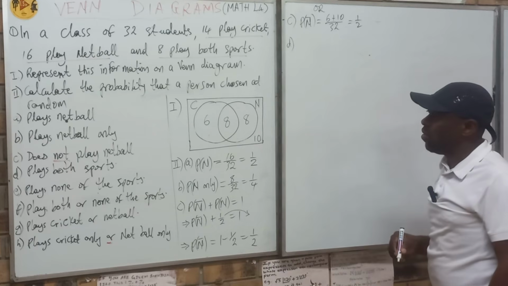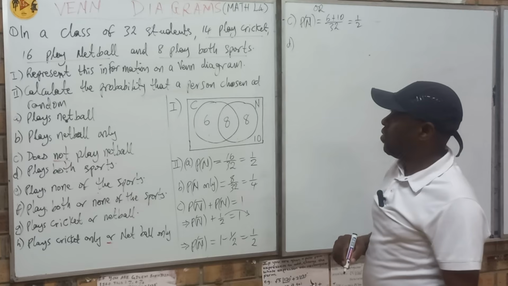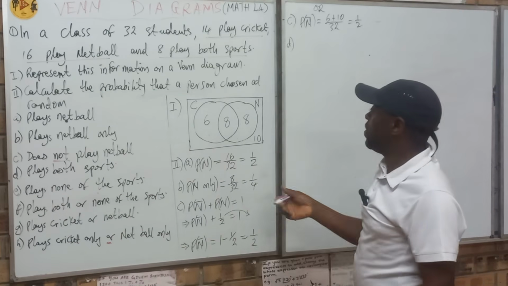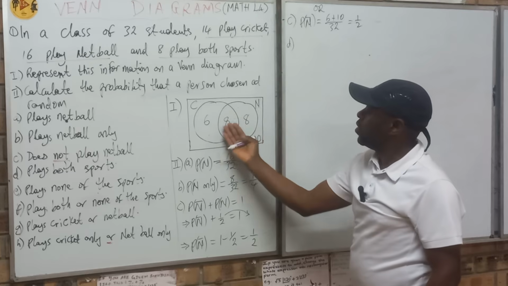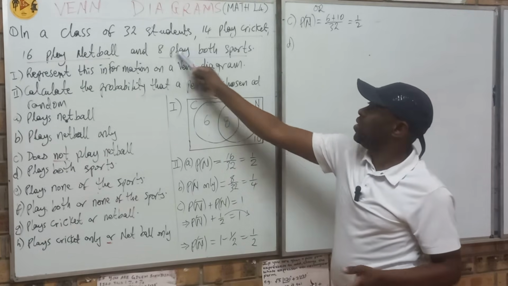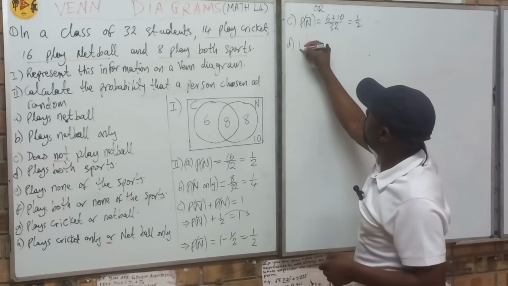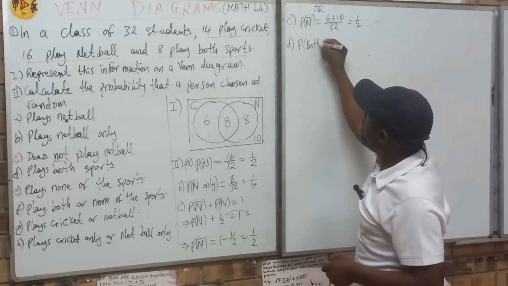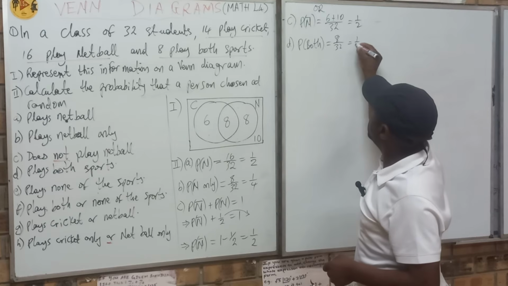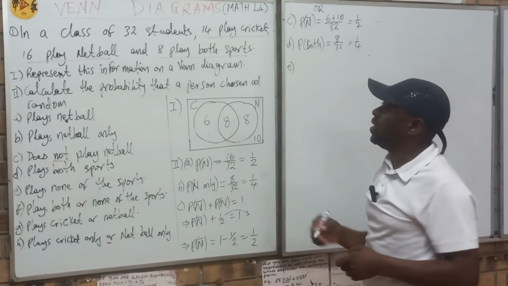So let's go now to D, those who play both sports. I guess that one is simple because we already know the portion representing both sports to be the portion in the center. We'll just read from there. So the probability of both sports will just be 8 out of 32, which is 1 over 4. So that one is easy.